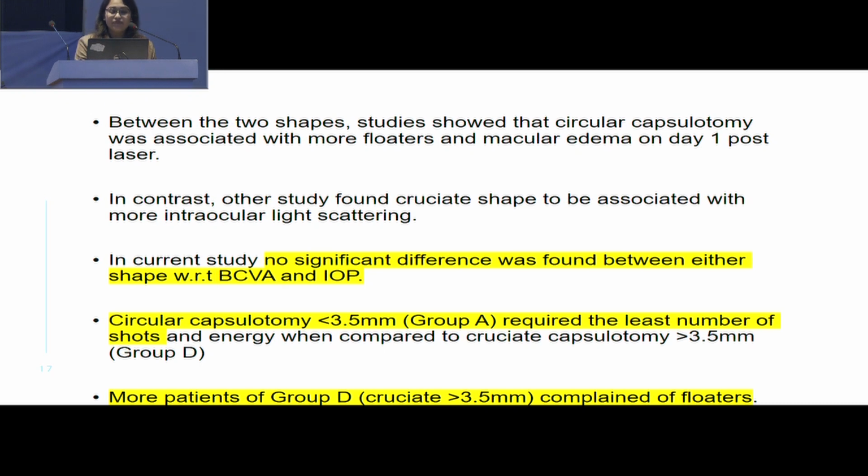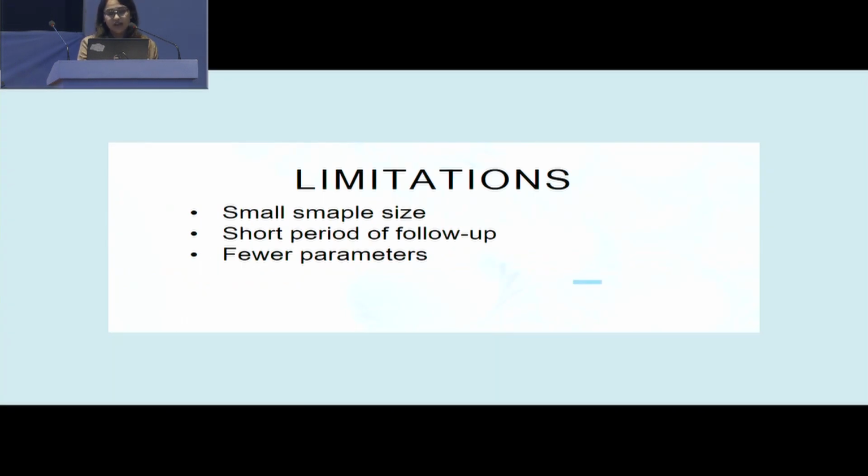In our current study, we found no significant difference between either of the shapes with respect to best corrected visual acuity and intraocular pressure. Also, circular capsulotomy less than 3.5 mm required the least number of shots and energy when compared to cruciate capsulotomy more than 3.5 mm. Also, more patients in the cruciate capsulotomy more than 3.5 mm group complained of floaters.